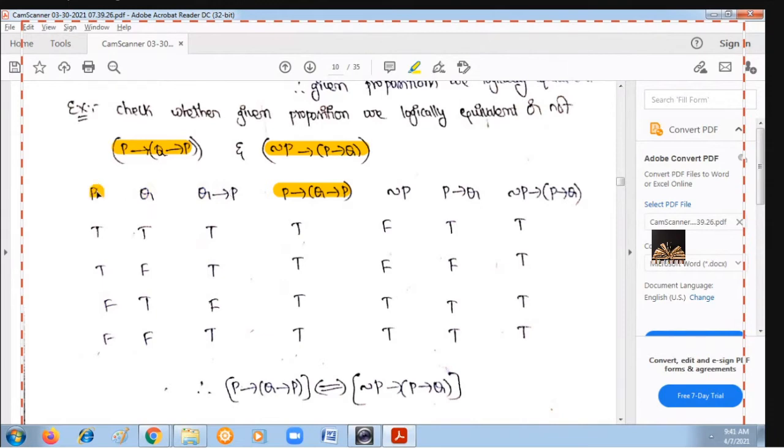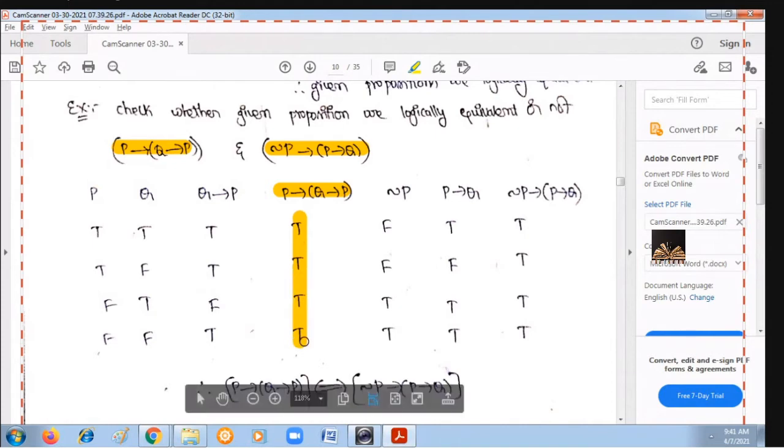So this is your hypothesis and this is your conclusion. Whenever only the conclusion is false, then the result is false. But here conclusion and hypothesis both are false, so the result will be true only, right? So this is the resultant column for the first compound proposition.